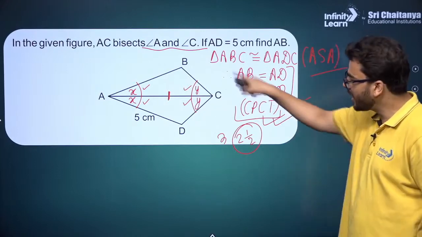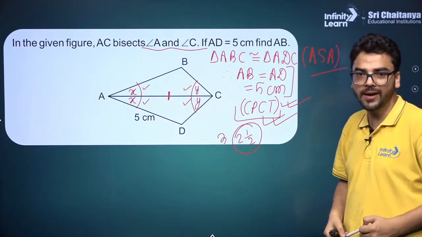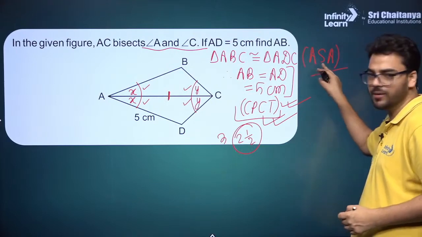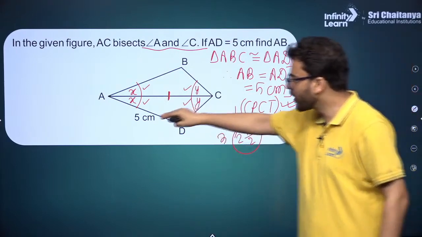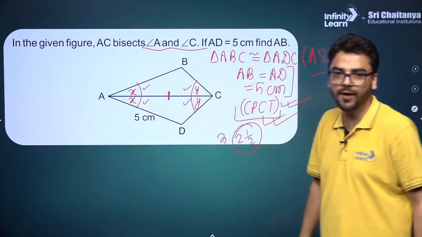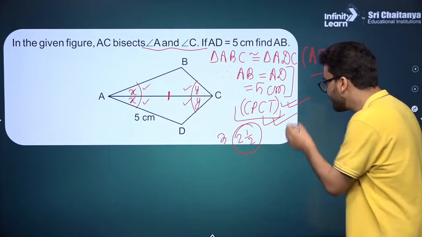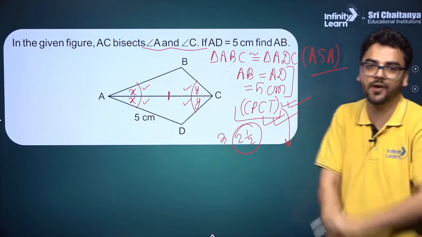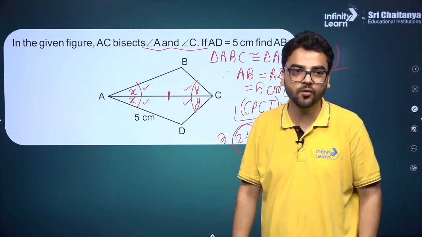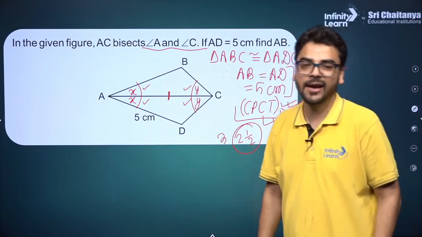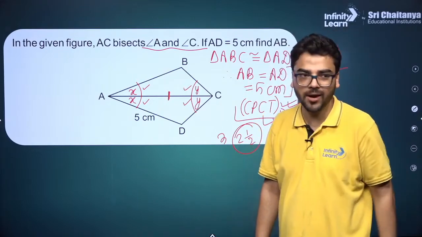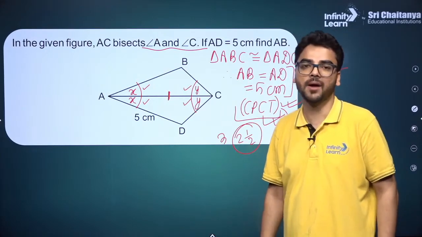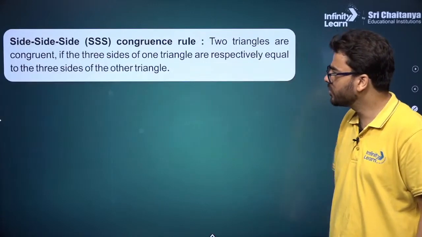You have proved ABC and ADC to be congruent by ASA congruency criterion, and then you have to write AD is equal to AB is equal to 5 centimeter. You have to properly mention over there that they are CPCT, corresponding parts of congruent triangles. I hope it is clear to every student in this session. Exactly. It has to mandatorily come in your answer sheet, otherwise you will not get full marks. I hope it is clear. Let's move to the next one.